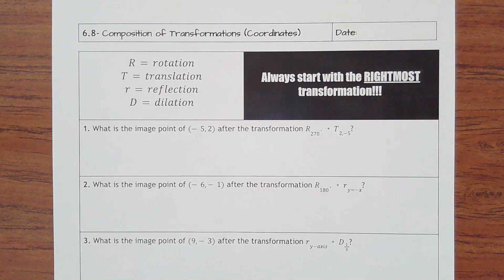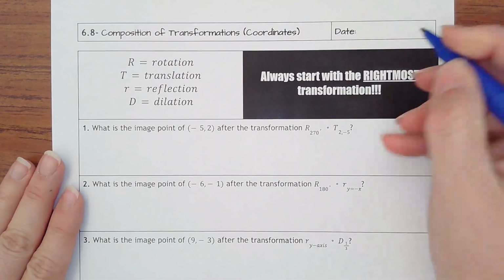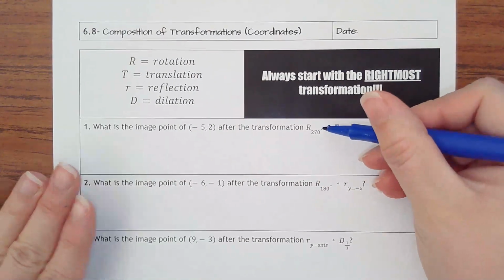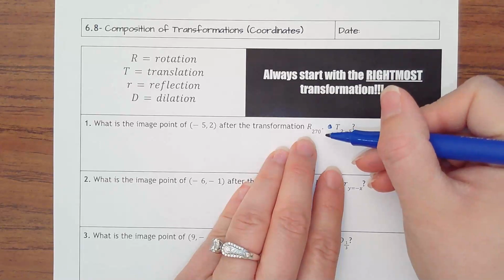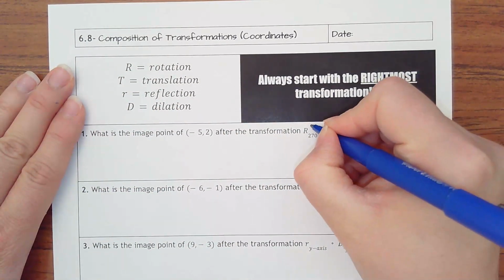Lesson 6.8 is composition of transformations using coordinate points. This is looking a little different, but it's actually putting all our rules together. The biggest thing is to always start with the rightmost transformation. This little circle here is not a times. This is an "of" thing, so it's like this of this. We actually have to start from the inside and work our way out, so it's right to left. So I'm going to put a 1 here and a 2 here.